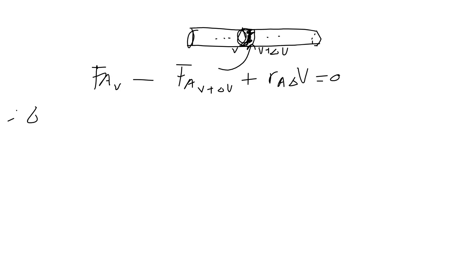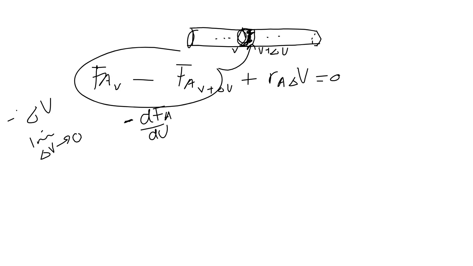Then I divide by delta V, and I take the limit as that delta V goes to 0. And this then ends up with your equation where you have dFA/dV. So this is just actually minus that, okay? If I have that, it's negative of the delta, plus RA is equal to 0. And then this is where our mole balance comes from, in case you forgot.